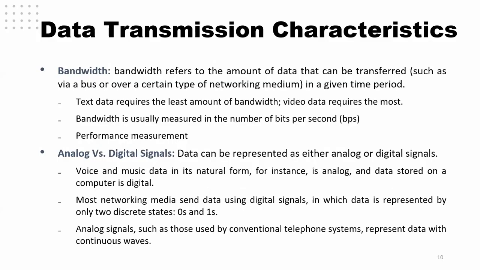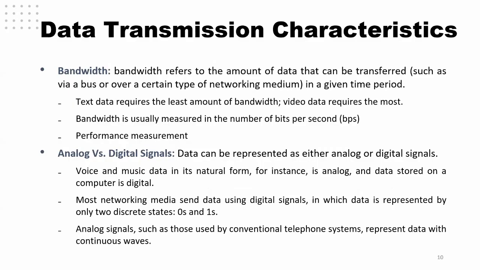Then we can discuss the data transmission characteristics. In a network, we said that we are communicating electronically. So what we communicate is data. When the data passes from one device to another, we call it data transmission. When transmitting data, there are a few characteristics that you have to consider.